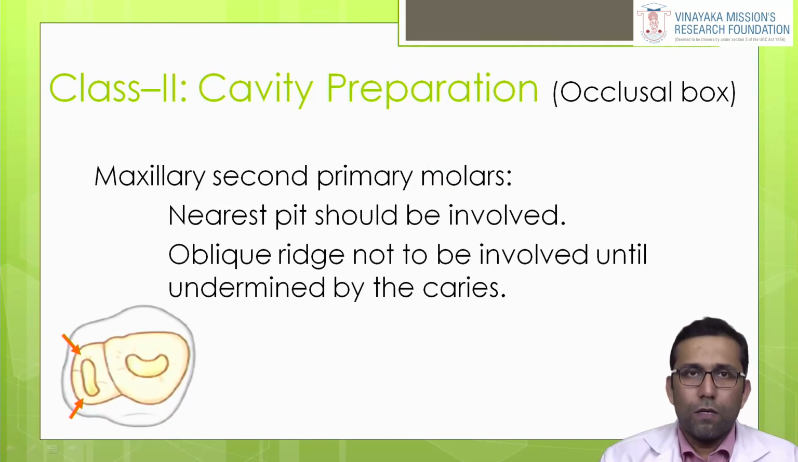Now maxillary, only with the maxillary second primary molar, what you need to do is involve only the nearest pits which are carious. The oblique ridge should not be crossed if it is not carious, so try to avoid the oblique ridge if it is not involved or undermined by dental caries. You have to prepare only the groove which is involved.